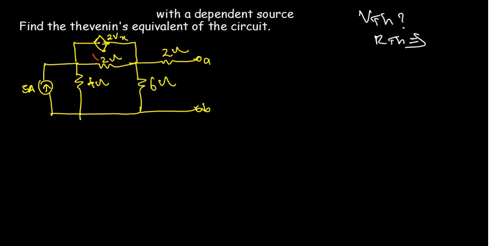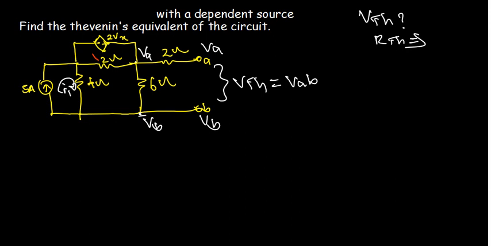VTH is the same as without a dependent source, so we can easily solve it. VTH is equal to VAB. If we assume it's VA and VB, VB is the same because it's a normal wire, and VA because there is no current passing here. So we need to determine the voltage across the 6 ohm resistor, which is equal to VTH. Let's assume I1, I2 and I3.